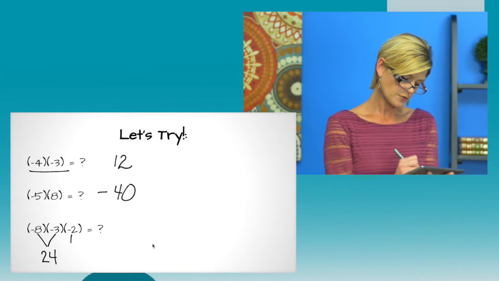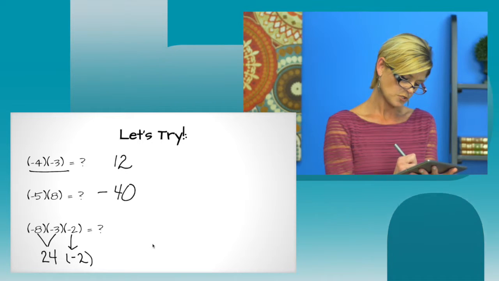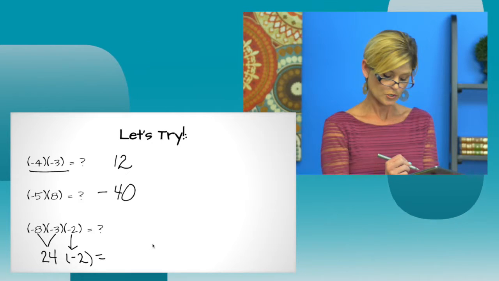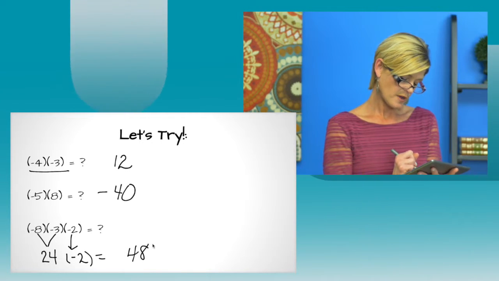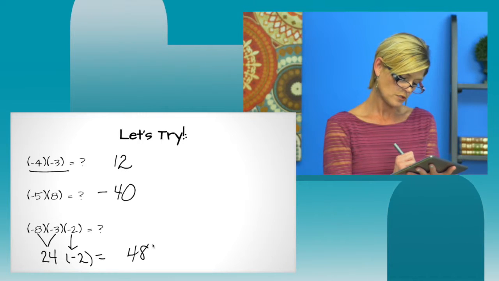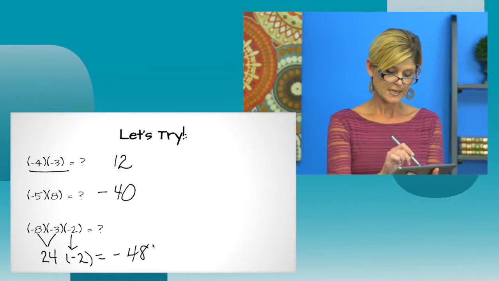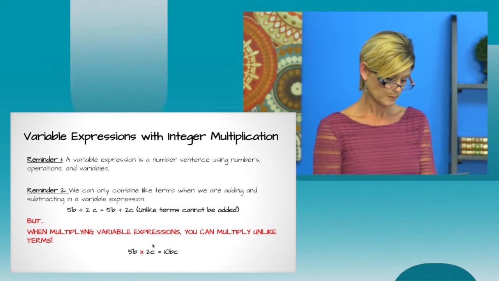Then we bring our negative 2 down, and we multiply by negative 2. Let's do the multiplication here. 24 times 2 is 48. And you have a negative 2, so this is going to be negative 48. It's actually really not so hard if you just learn those rules.